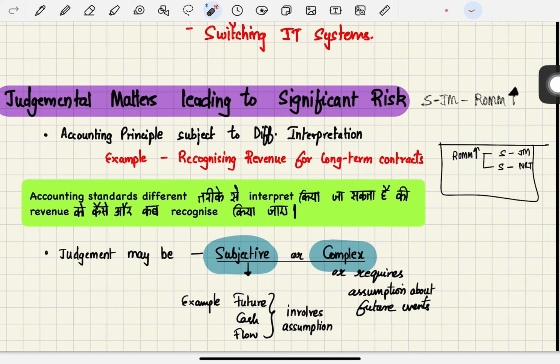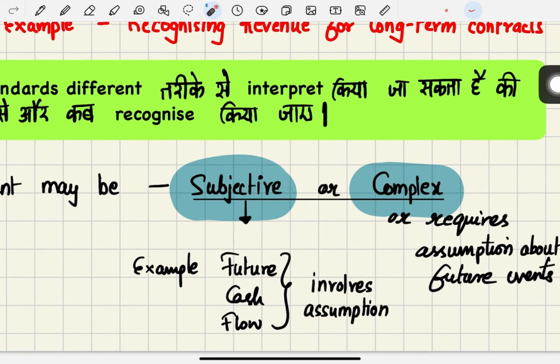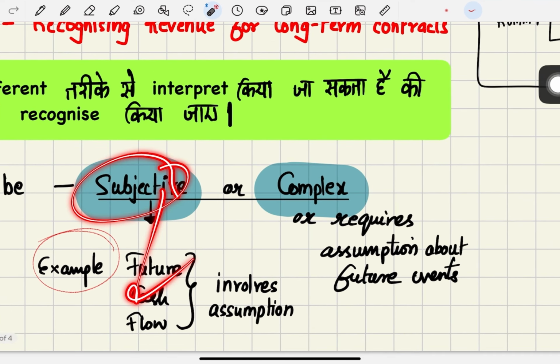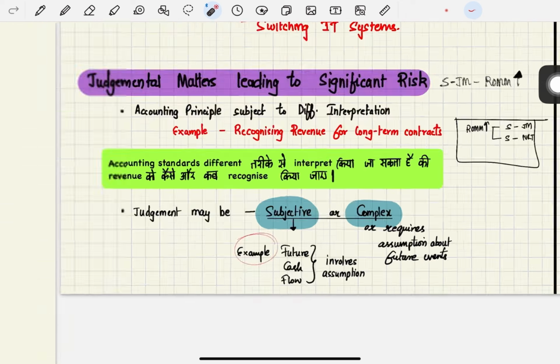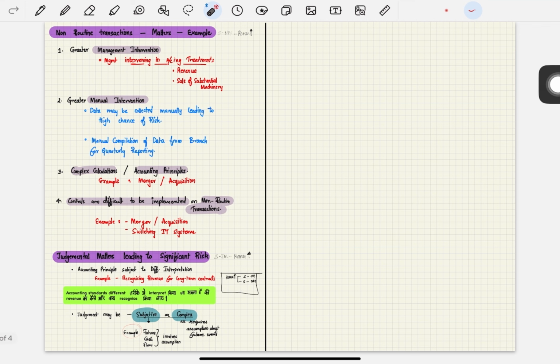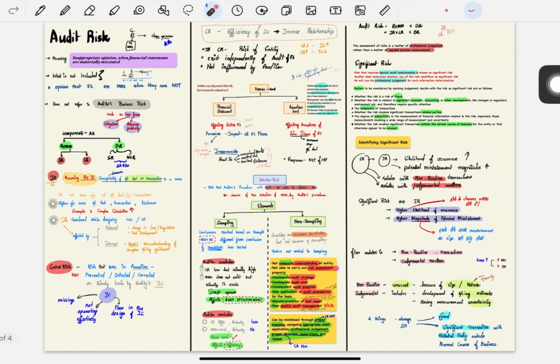The second example is that the judgment may be subjective or complex. For example, in case of future cash flow, if you want to estimate future में हमारा इतना cash flow होगा, this involves assumption, so it means that it involves judgment. Or in case of complex transactions, the judgment may be subjective and complex, or it requires assumptions about future events. So future events के लिए आपको assumption लेना पड़ेगा and sometimes it will be complex. So we are done with significant risk as well.